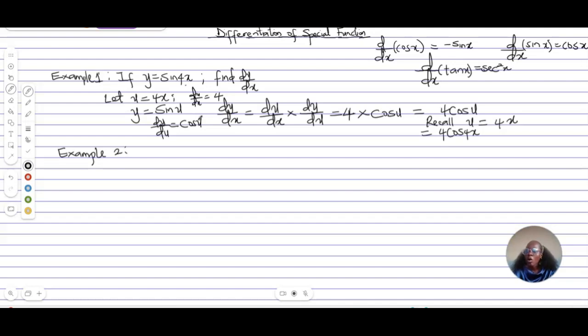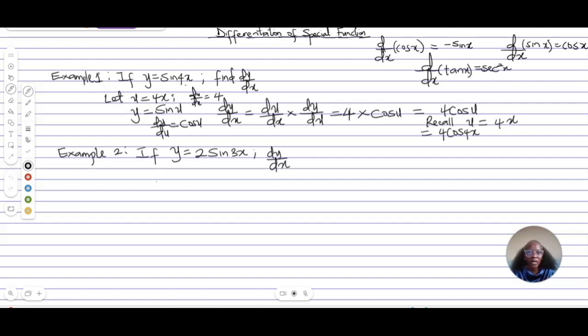Example 2. We're given that y is equal to 2 sine 3x, and we're asked to find dy/dx. We're using the same method. In this case, we'll let u be equal to 3x.